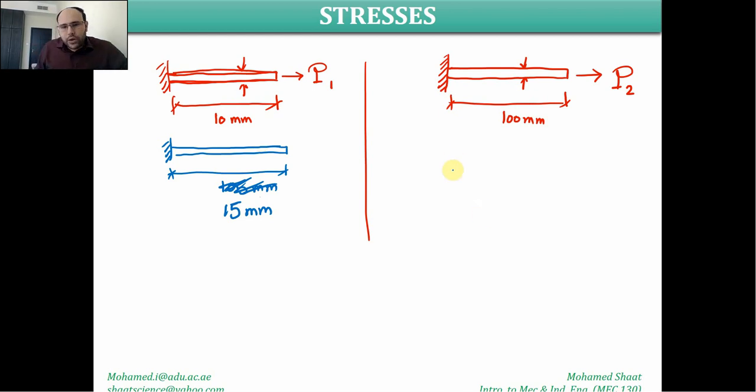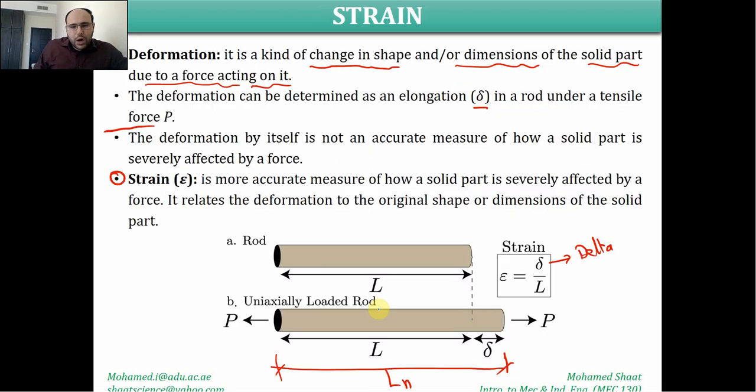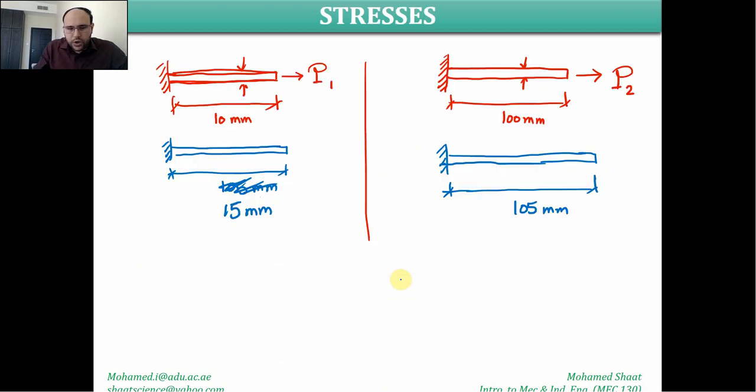How about the other bar? The other bar does the same. It is subjected to another force. We don't care about the amount of the force now, but in general, this bar has been elongated to attain a length of 105 millimeters. So according to our definition of the elongation delta, this delta should equal the new length minus the original length, right?